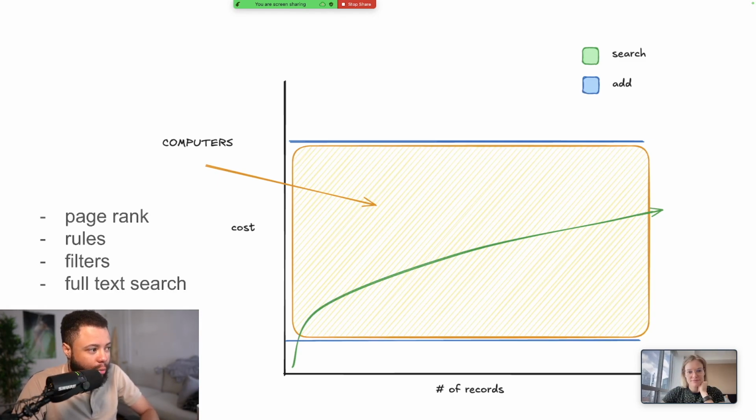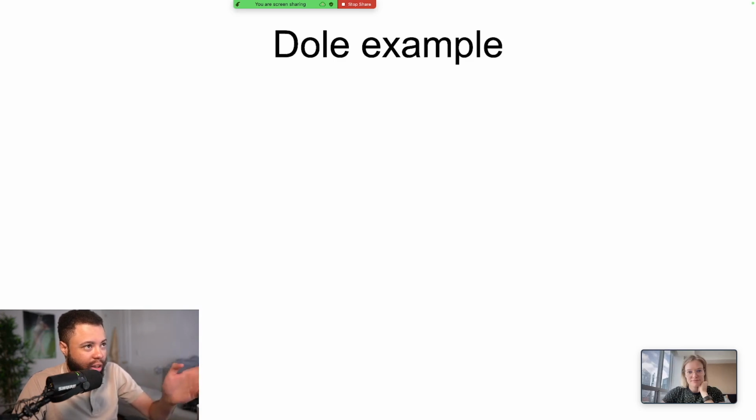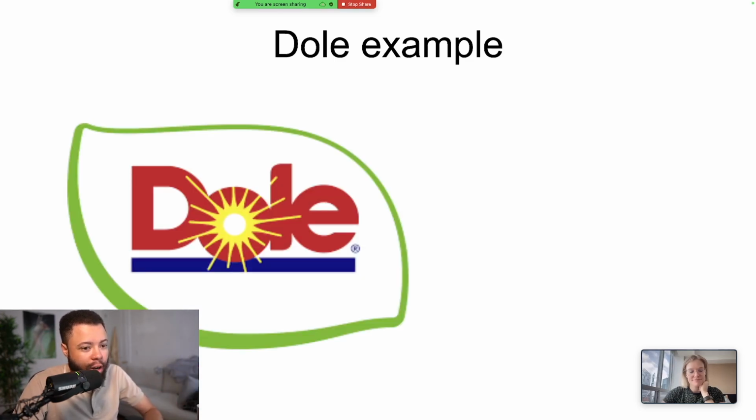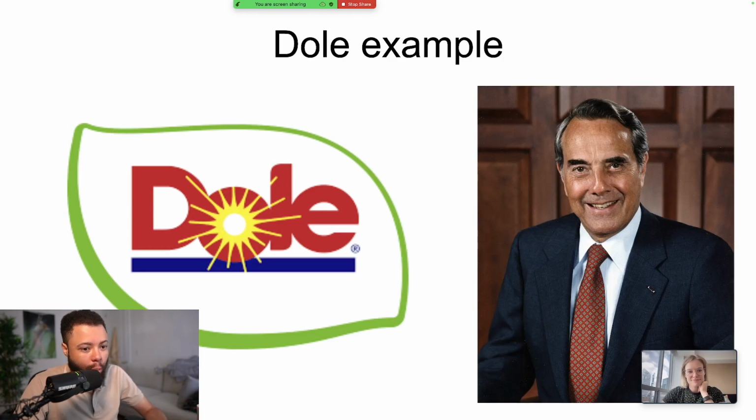Full-text search is something similar, and we'll talk about this in a second with the Dole example. If I search Dole on Google, you imagine that I should get Dole, the banana company. But what if I was looking for Bob Dole, right? So the concept of full-text search and filters and stuff like that are only really useful until you provide the right amount of context.